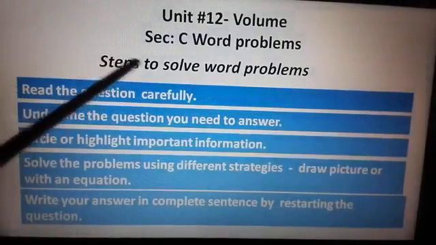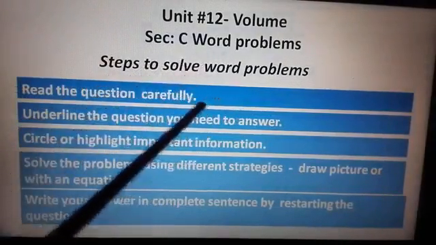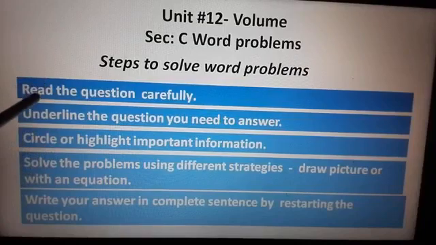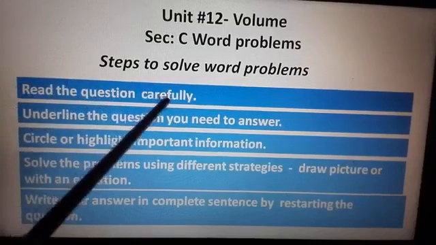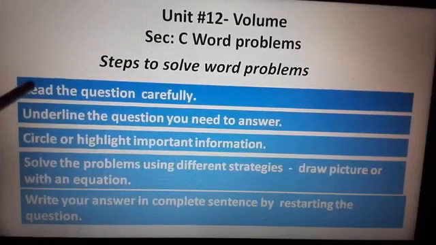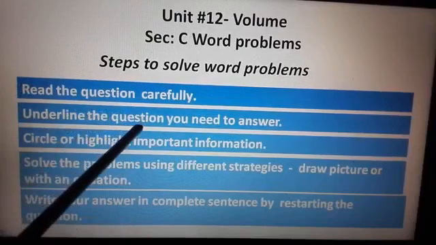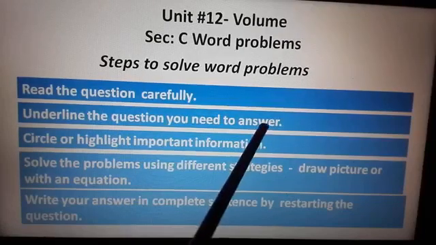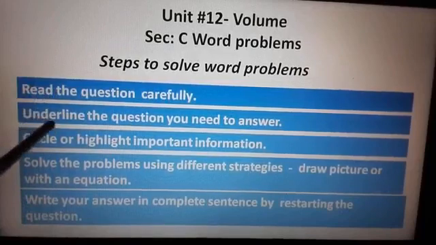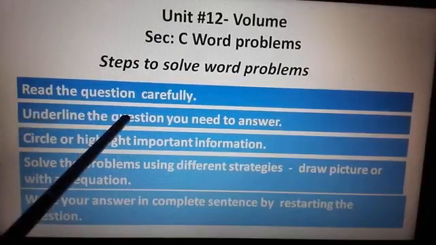There are some steps to solve word problems. When you go through these steps, it will be very easy for you. The first point, you have to read the question carefully from start to finish. Okay? You have to read the question carefully. The second point, underline the question you need to answer. After reading, you have to find out what question you need to answer, and that question you have to underline.